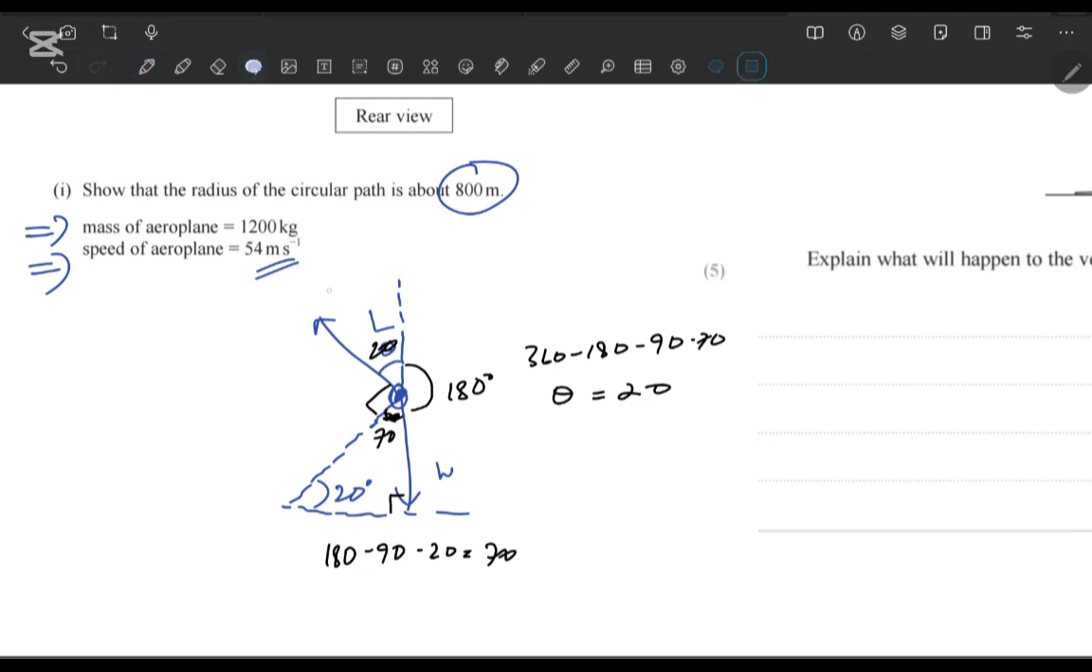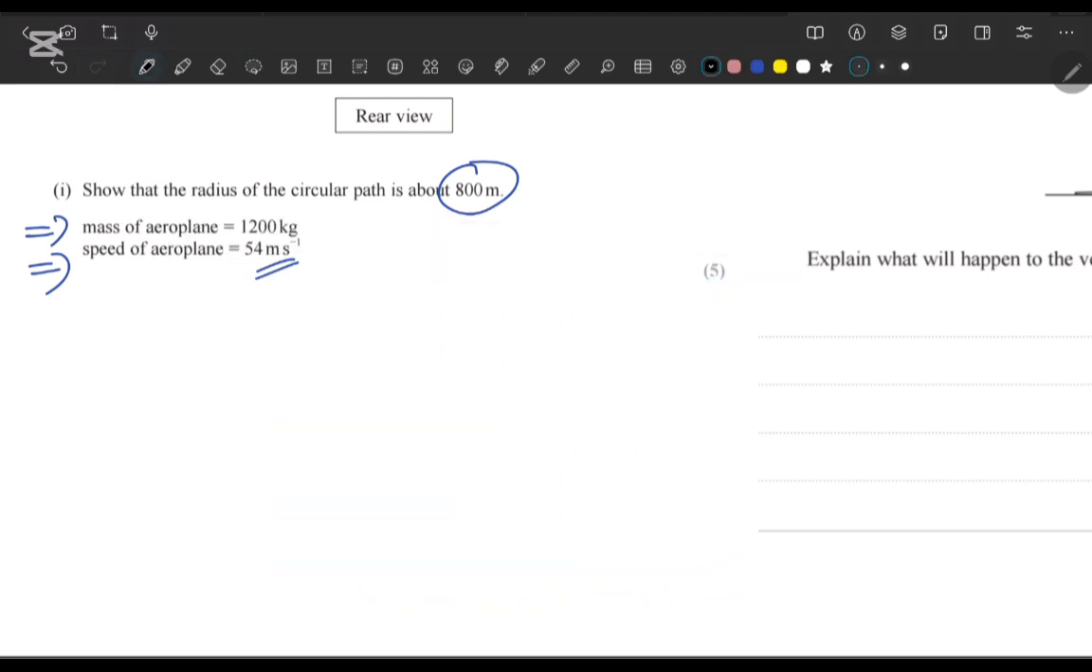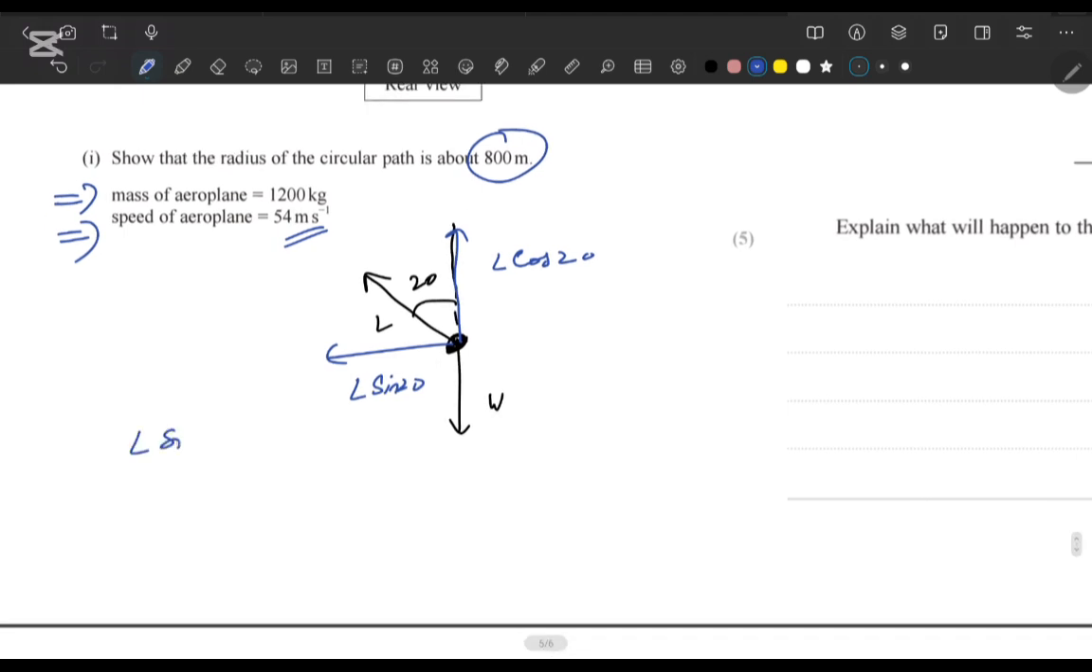Now let me just erase all of this and draw it all again. So we have the lift force, and this angle is going to be 20. We have the weight and the lift, and then we can make the lift force into components. So this is going to be L sine 20, and this is going to be L cos 20. You can see clearly that L sine 20 is going to be your centripetal force. So L sine 20 is equal to mv squared over r, and L cos 20 is equal to mg.